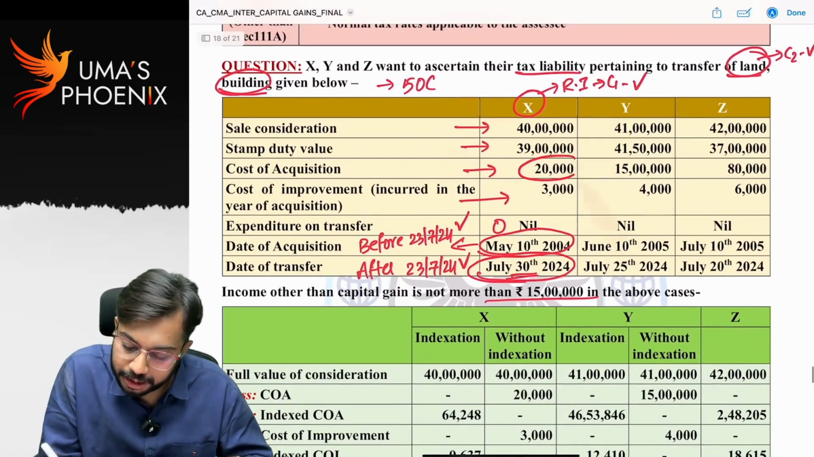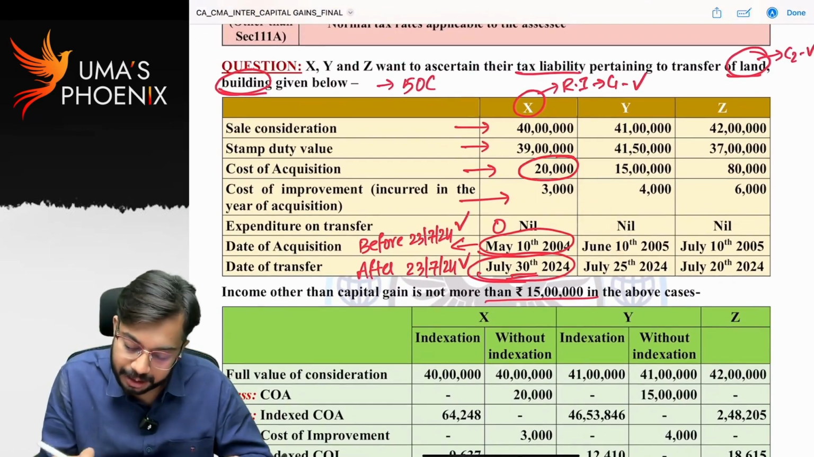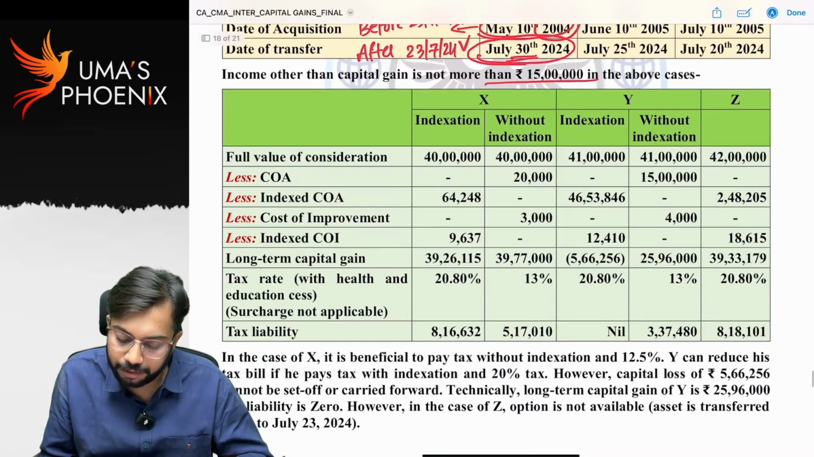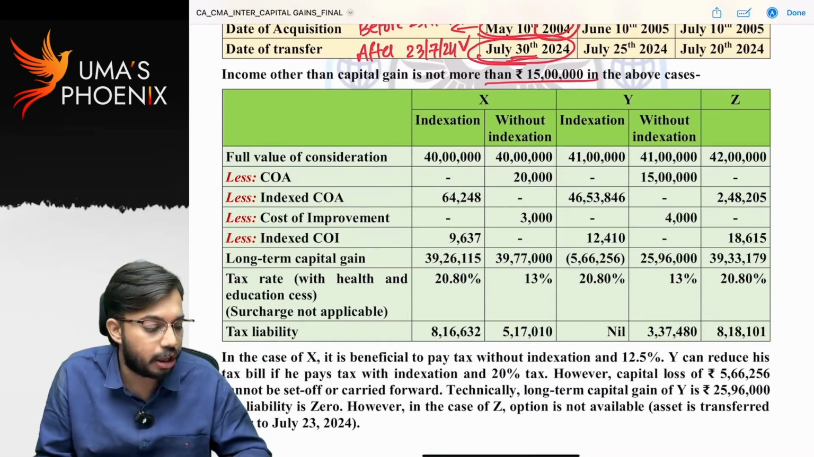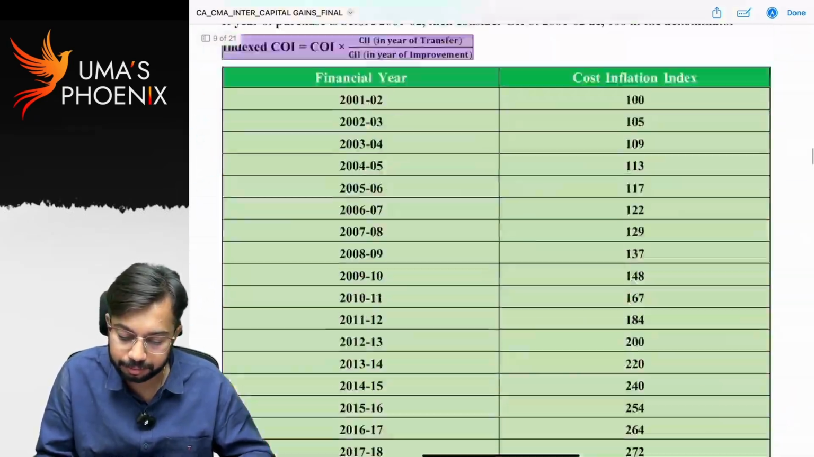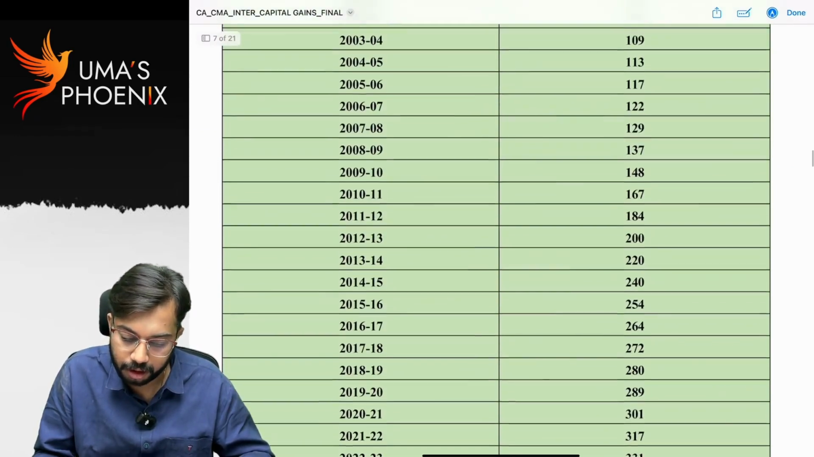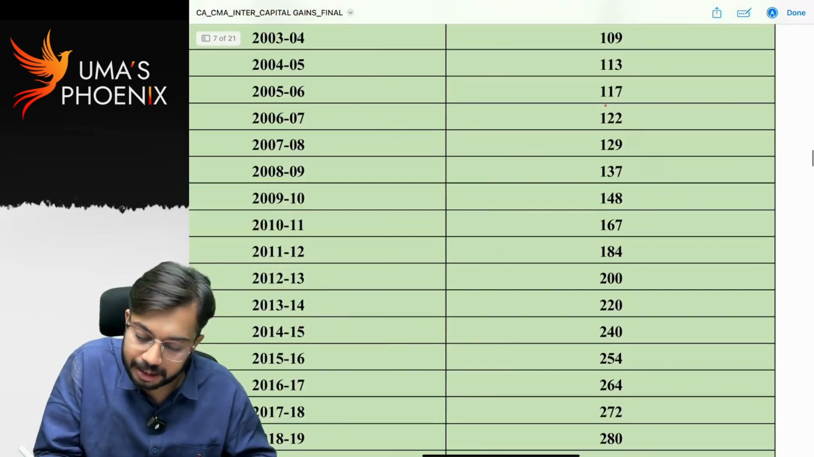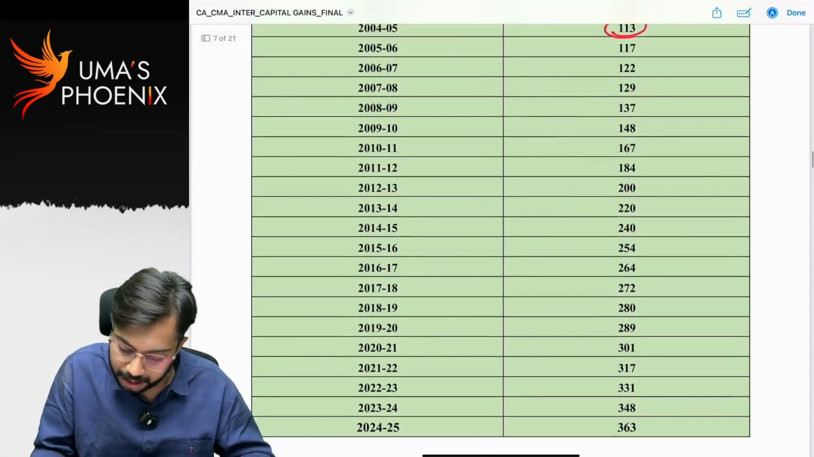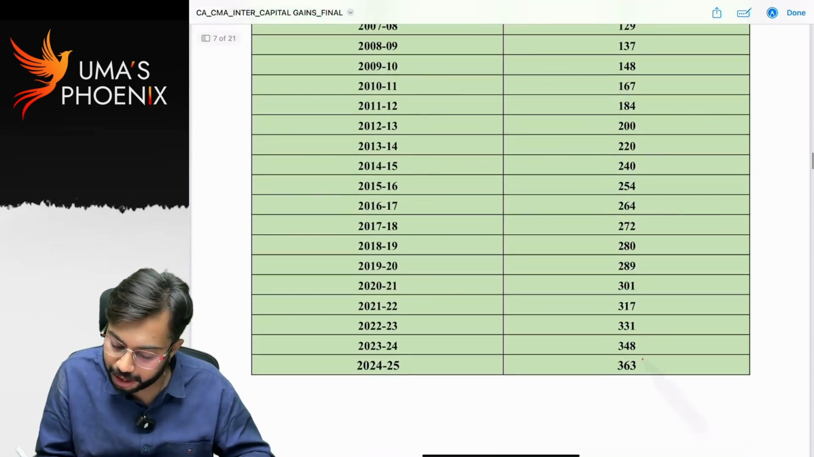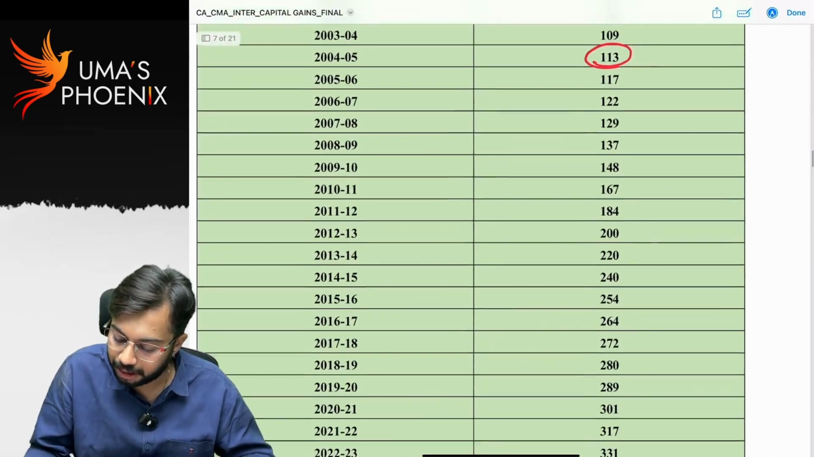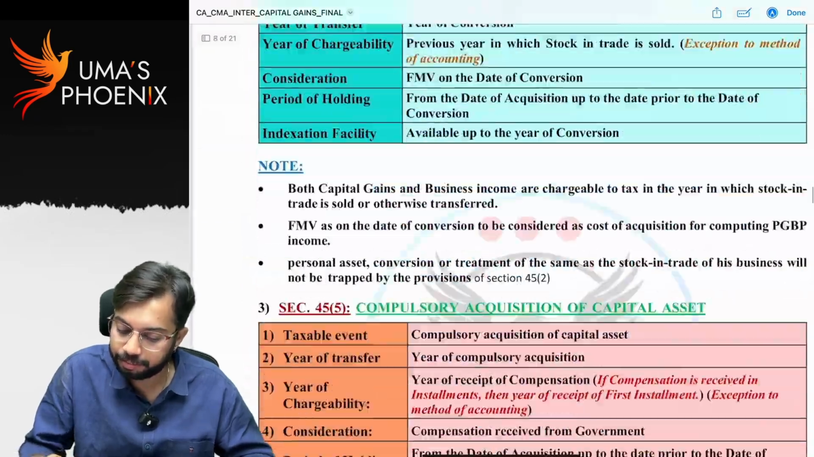Cost of acquisition is 20,000, when it was purchased in 2004. So for 2004, what is the index number? Go and check. For 2004-5, the index number is 113. For 2024-25, the index number is 363. So 113, 363.